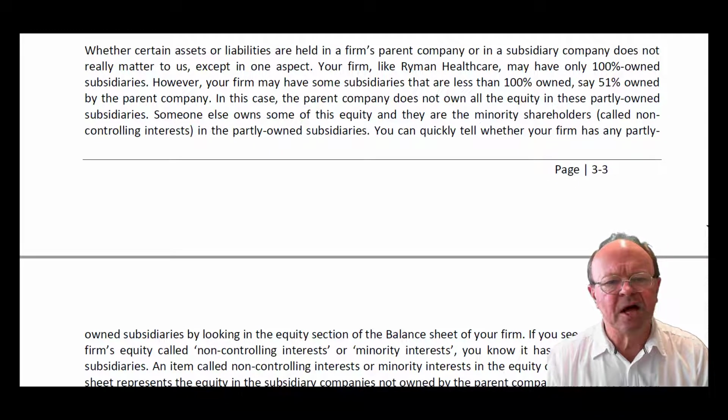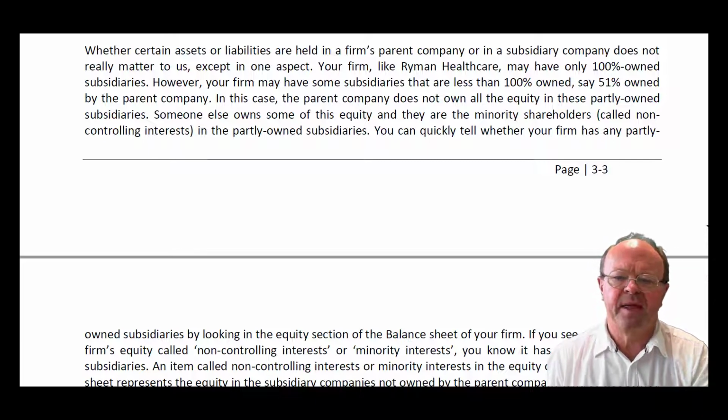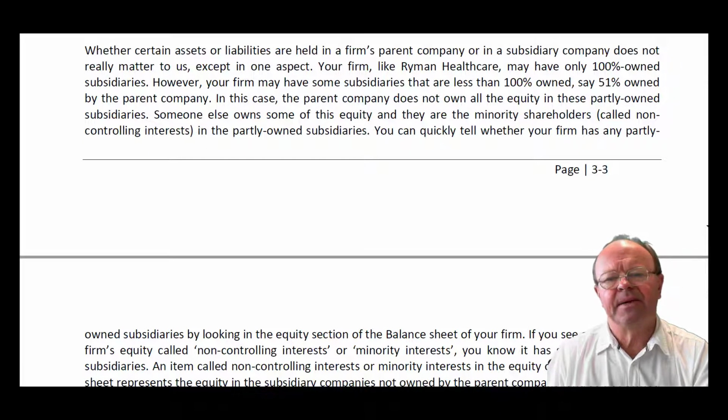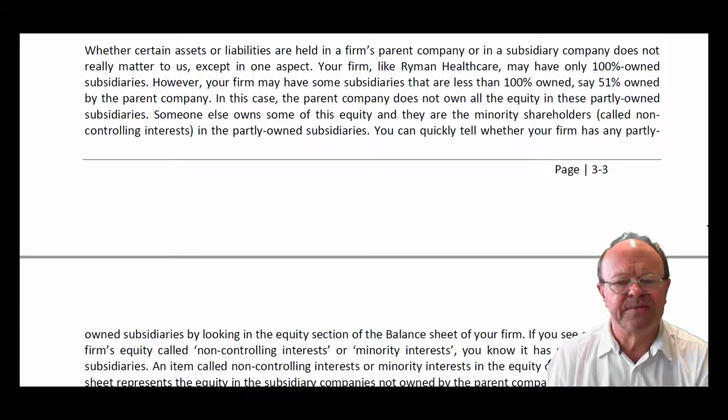Whether certain assets or liabilities are held in a firm's parent company or in a subsidiary company does not really matter to us, except in one aspect. Your firm, like Ryman Healthcare, may have only 100% owned subsidiaries. However, your firm may have some subsidiaries that are less than 100% owned, say 51% owned by the parent company. In this case, the parent company does not own all the equity in these partly owned subsidiaries.